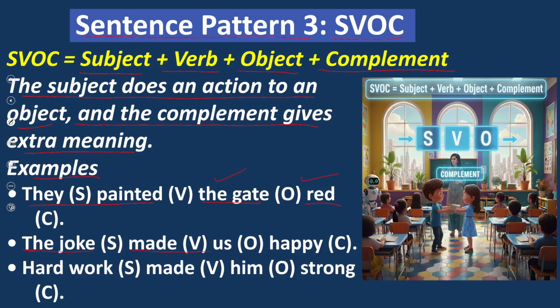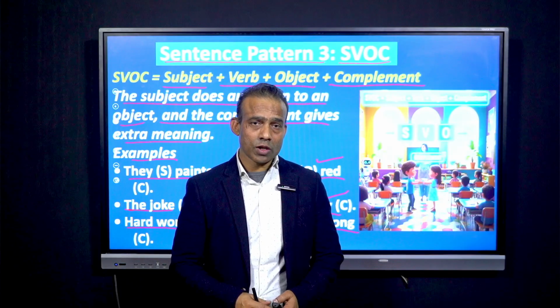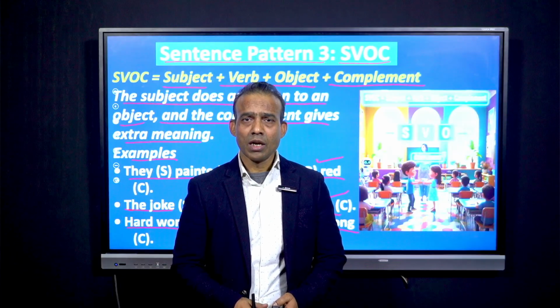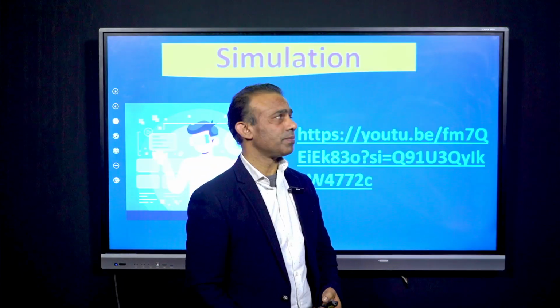The joke made us happy. Happy is the complement here. Yes, hard work made him strong. So strong here is used as a complement in this sentence pattern. So dear students, this was the SVOC sentence pattern. Very simple. Now move to the next slide.